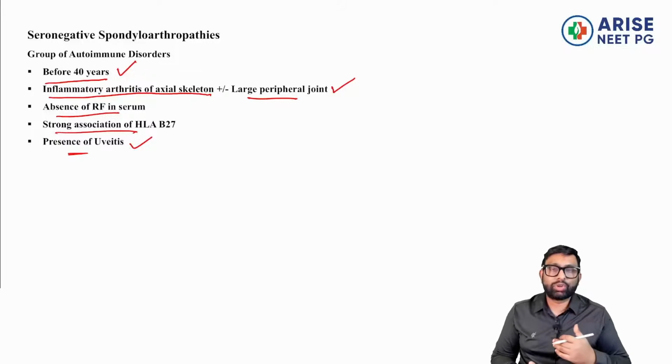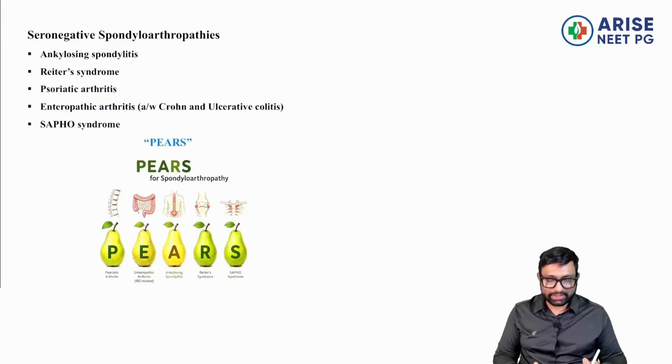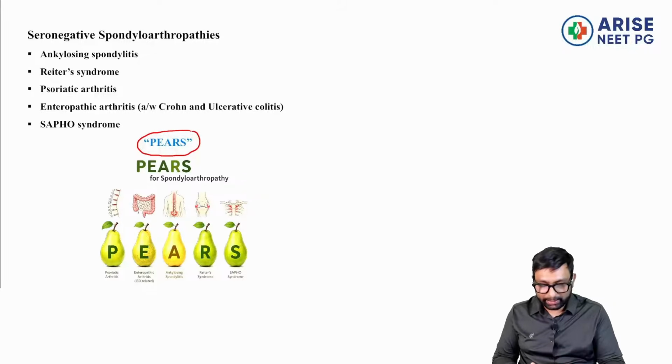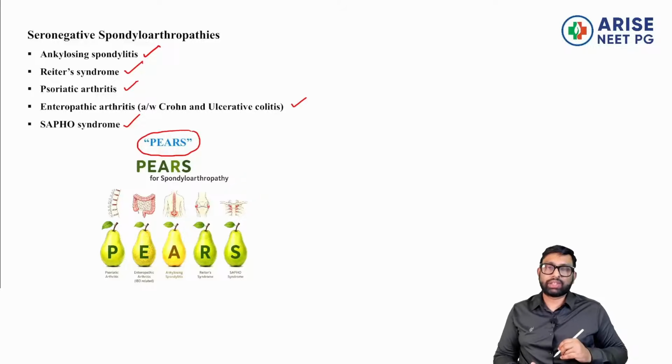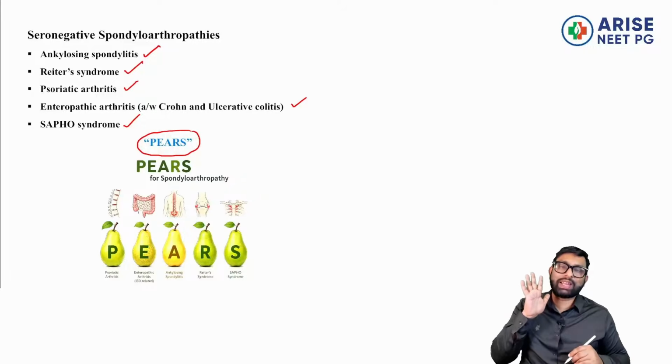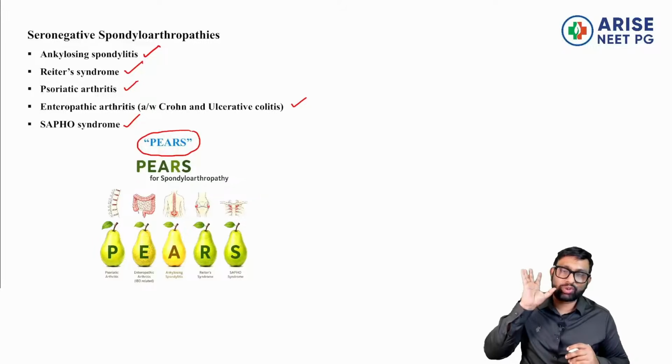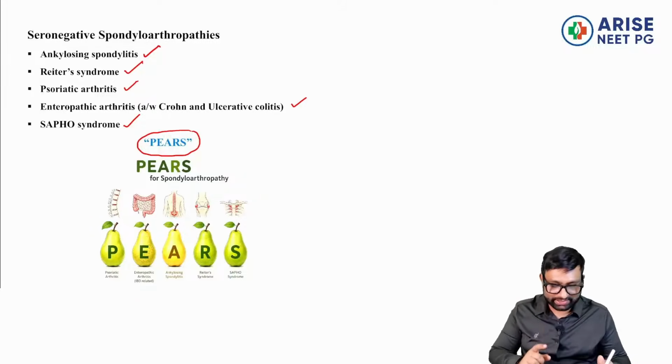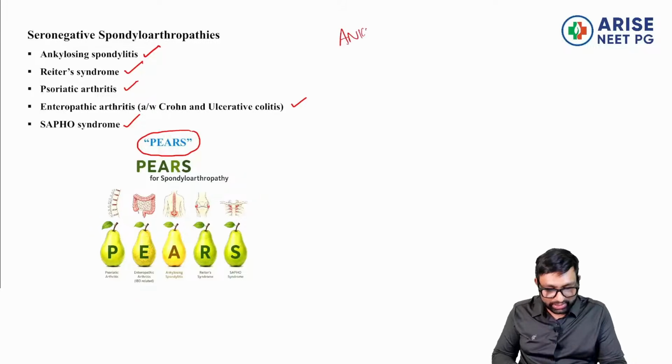Now, what are the seronegative spondyloarthropathies? The way we remember them is this mnemonic, that is PEARS, P-E-A-R-S, and the diseases are psoriatic arthritis, enteropathic arthritis related to Crohn's and ulcerative colitis, ankylosing spondylitis, Reiter's syndrome, and SAPHO syndrome. These are the 5 conditions. Now tell me, in this, which one will have all of these features of restriction of lumbar mobility, pain and morning stiffness and all of that? Yes, that is seen in ankylosing spondylitis. Yes, a few of you got that right.